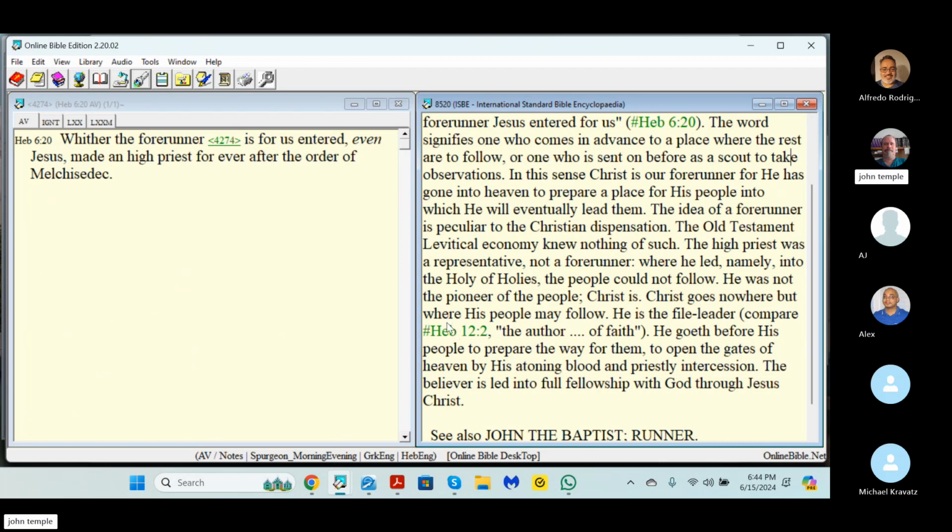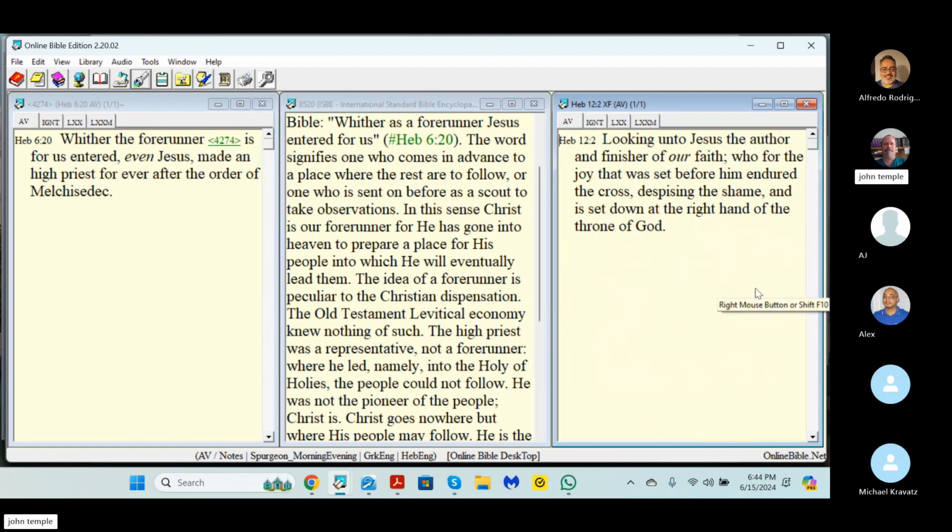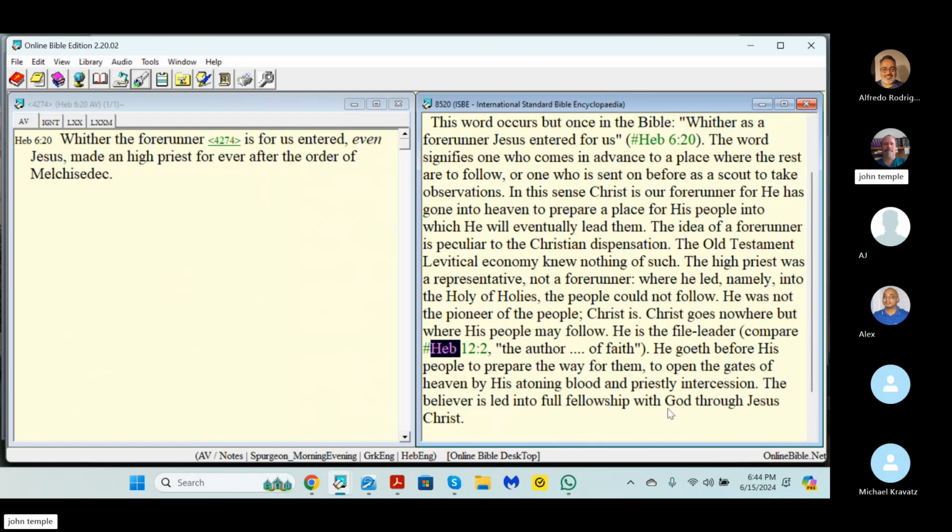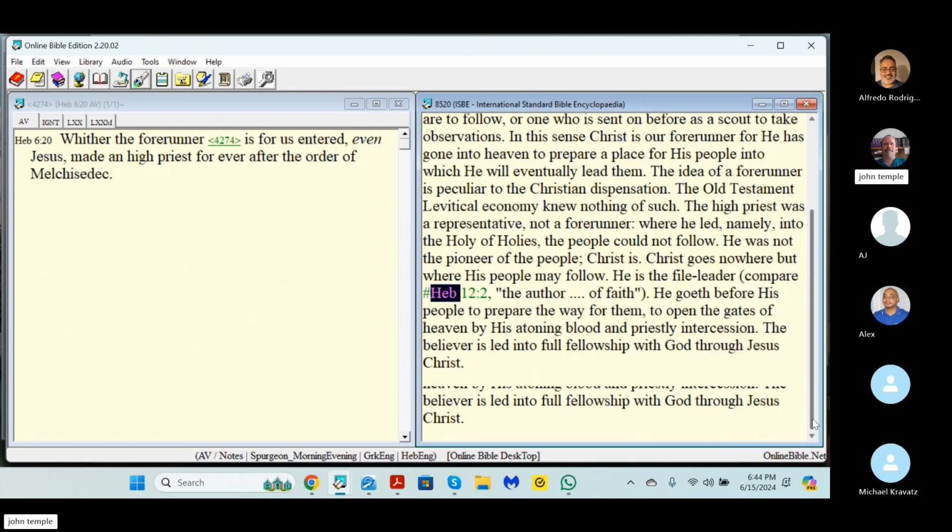And it says, compare Hebrews 12:2. We are looking unto Jesus, the author and finisher of our faith, who for the joy that was set before him endured the cross, despising the shame, and is set down at the right hand of the throne of God. So that's what the forerunner did for us. He goeth before his people to prepare the way for them, to open the gates of heaven by his atoning blood and priestly intercession, and the believer is led into full fellowship with God through Jesus Christ.